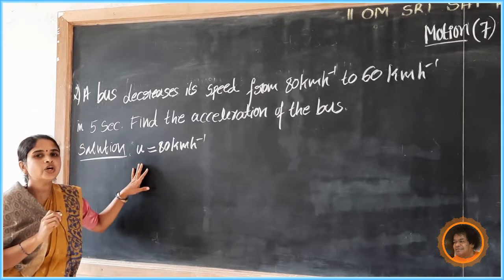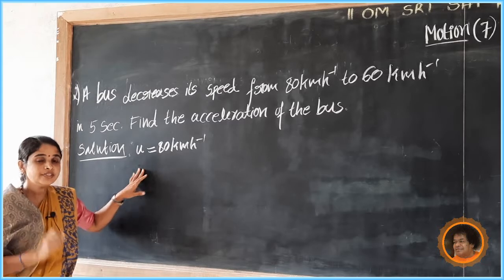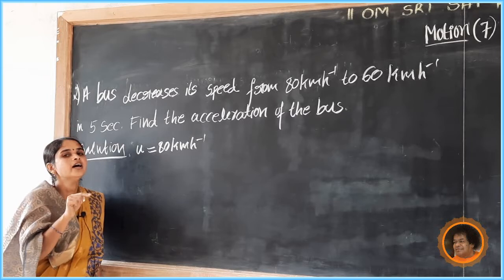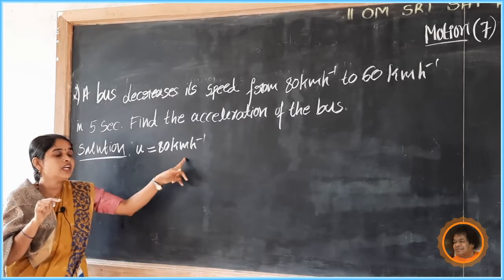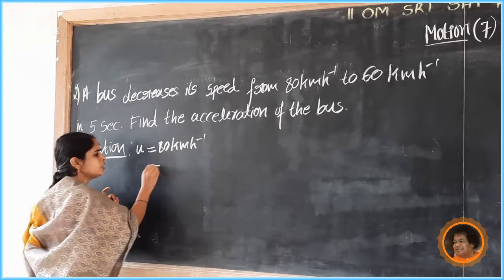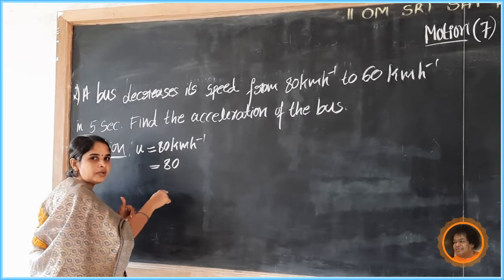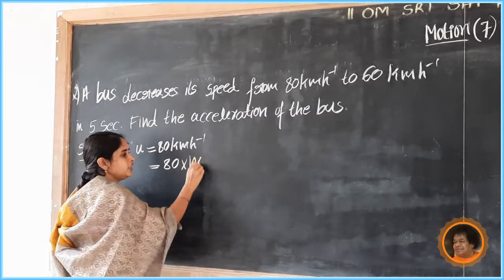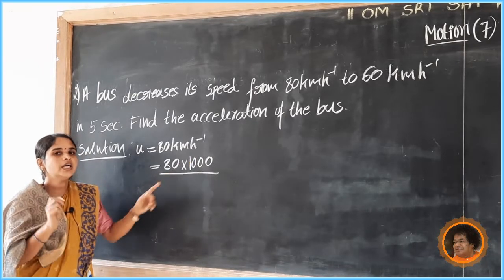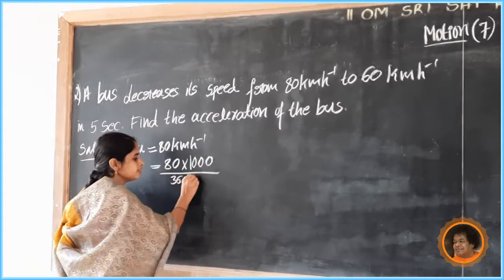The SI unit of velocity or speed is meter per second. But here speed is given in kilometer per hour, so convert this into meter per second. How to convert? 80 kilometer into meter. 1 kilometer equals 1000 meters. So 80 into 1000 divided by hour. 1 hour equals 3600 seconds.